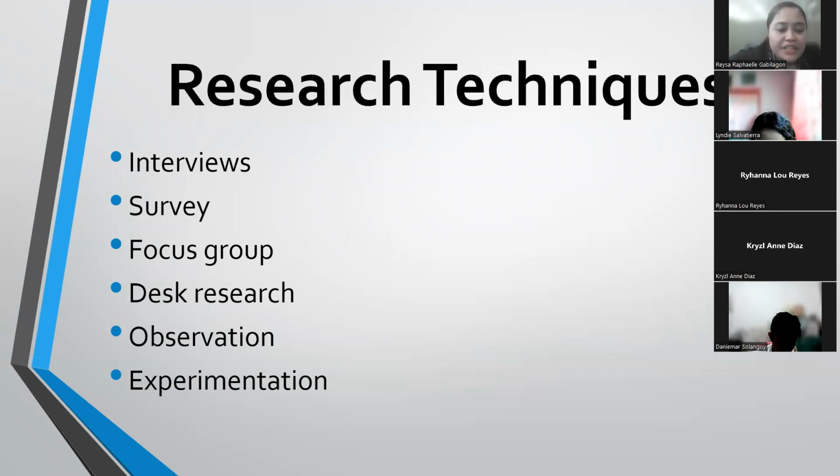Okay? And then research techniques. These are the techniques that we use when we want to gather data. You can do interviews. Ang interviews, pwede natin itong gamitin if we want to do a qualitative research. Okay? Qualitative. Mag-interview tayo. So, syempre, during the interview, we don't have numbers there. Qualitative research yan siya. For survey, most likely this is quanti.